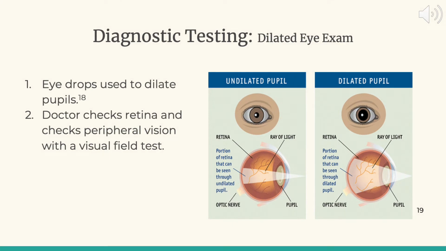We will now go over a few ways retinitis pigmentosa is diagnosed. First, we will discuss a simple eye exam, which is the dilated eye exam. Here, the doctor uses eye drops to dilate the pupils to see the back of the retina more clearly, letting more light in. Then the doctor checks the patient's peripheral vision with a visual field test to observe if the patient can see things on the side without moving their eyes.